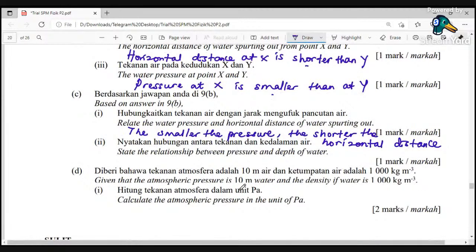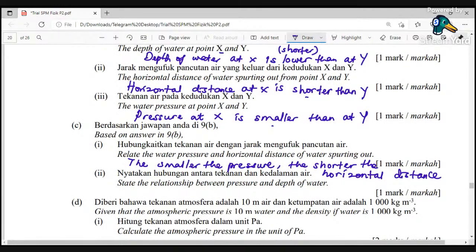Relationship between pressure and depth. Can you see there? Depth here shorter, pressure smaller. The lower the depth of water, the smaller the pressure. Okay. So this is how you relate.